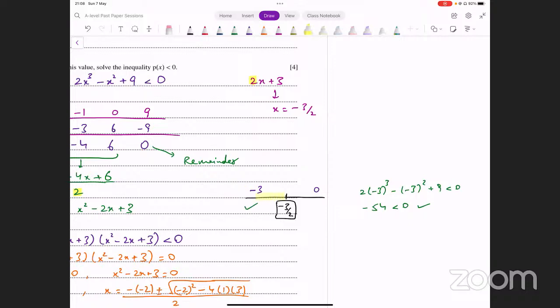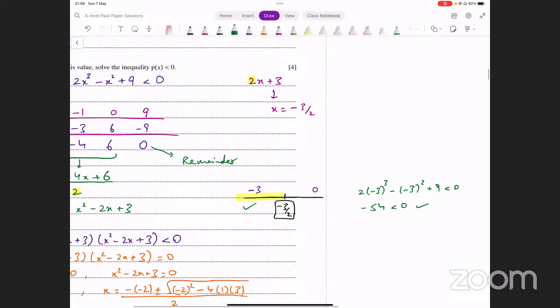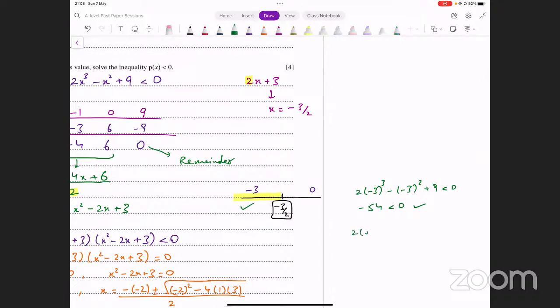Okay, ये वाला region correct आ गया. अब right side वाला most likely incorrect ही होगा. आप check करके देख लें. आप 0 input कर लें एक दफा. 2 into 0 cube minus 0 square plus 9 is less than 0, and that is going to give you 9 less than 0, which is of course incorrect. The right side वाला region correct नहीं है.